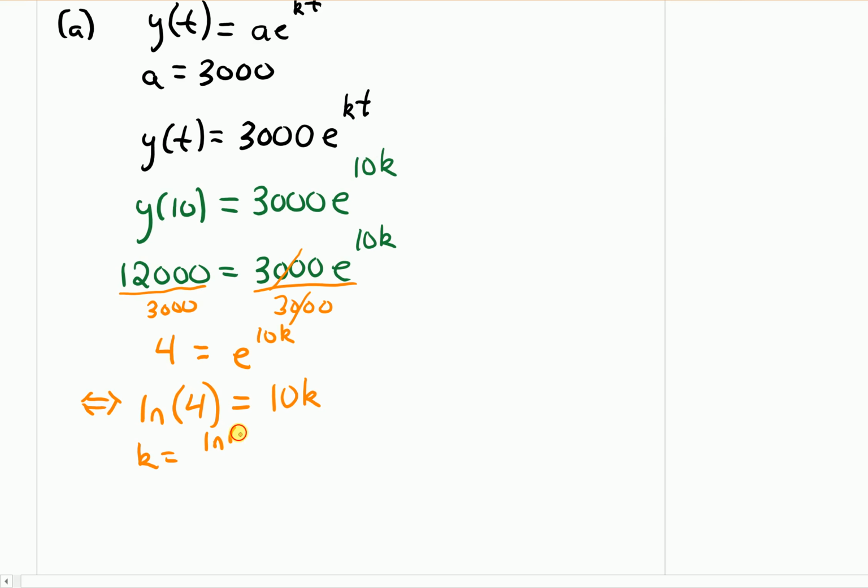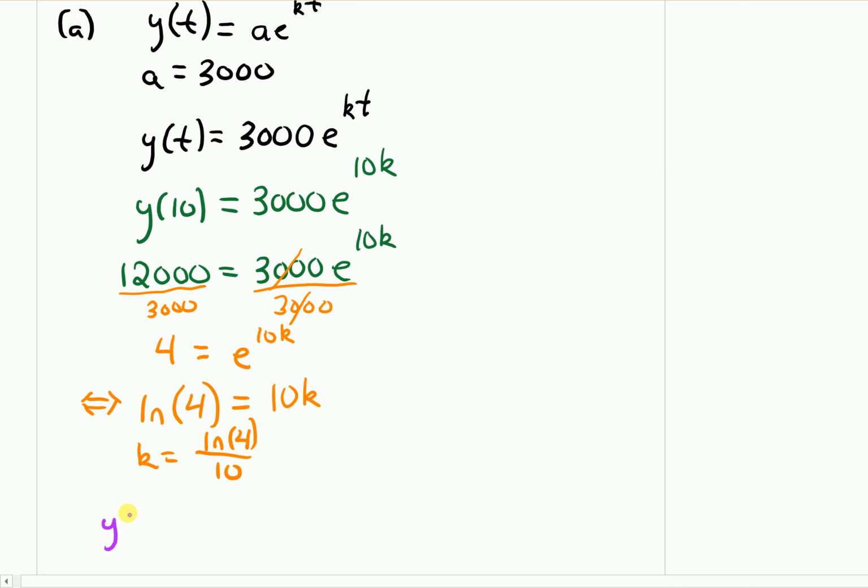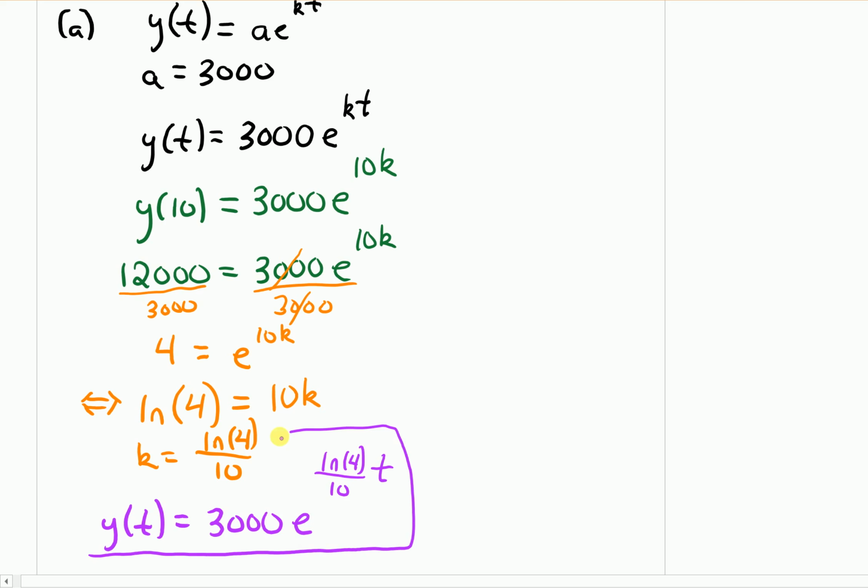So k is ln of 4 divided by 10. Okay, so we know what k is. And now that we know what k is, I can plug it back into my equation that I had for y of t. So if I plug it back in, we get that y of t equals 3,000 times e to the ln of 4 divided by 10, and then times t. And that's our equation for y of t. That's what we were looking for in part A.